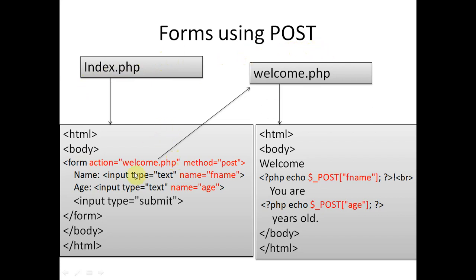This is the first program, and here we have two text boxes, name and age. We start the program with HTML and then body. Inside the body we create a form, and inside the form we build two text boxes. The first is the name text box and the second is the age text box. The first is input type text and its name is f name. The second is also input type text and its name is age. And we have mentioned input type submit.